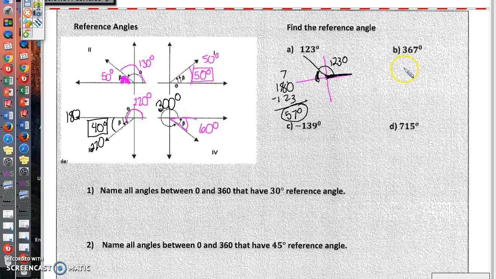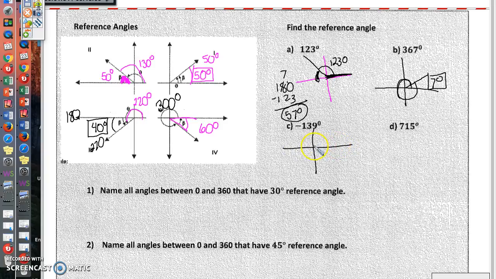Well, 367, let's see, that goes all the way around, which is 360. So if we were to start here and go all the way around, well, that would be 360, so this has to be 7 degrees.